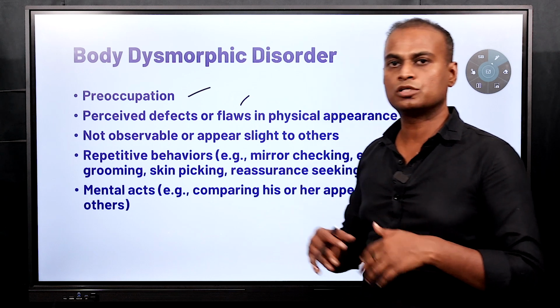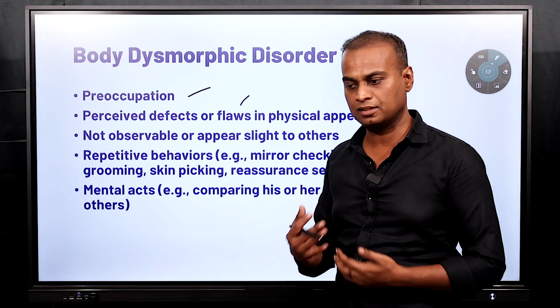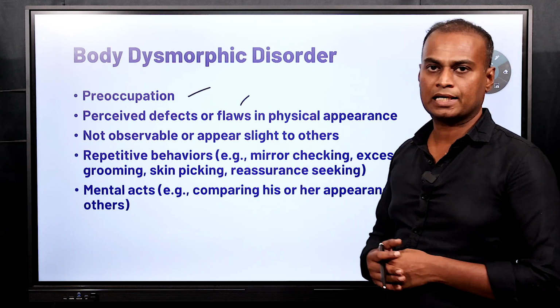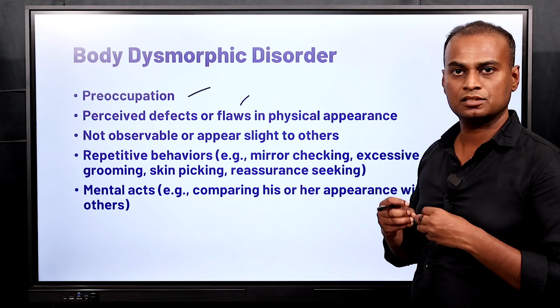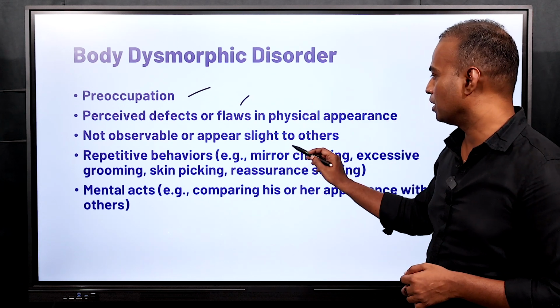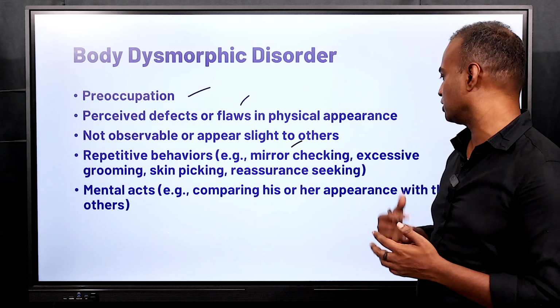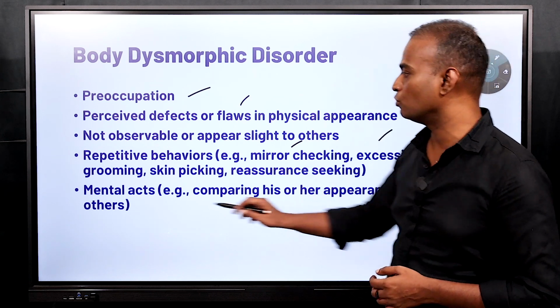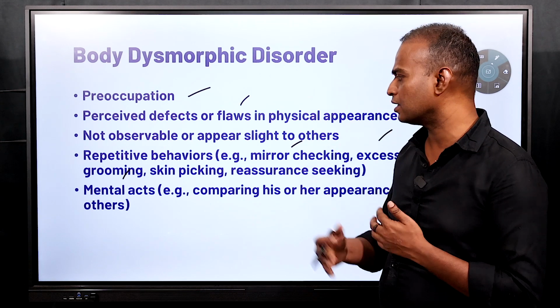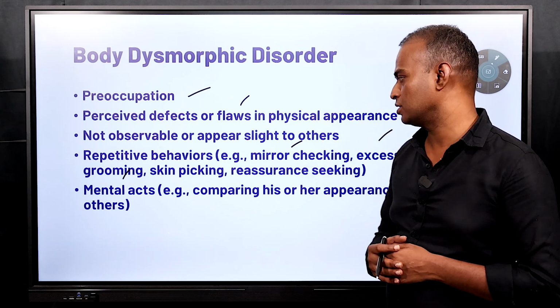For this, he goes into distress or anxiety. He thinks and he goes into anxiety and distress. To come out of that anxiety and distress, he is indulged in some compulsive behaviors. What are those compulsive repetitive behaviors? Mirror checking. He always goes to the mirror and checks again and again. Excessive grooming. He puts on makeup, or he grooms his hair again and again. He will be doing these kinds of things.